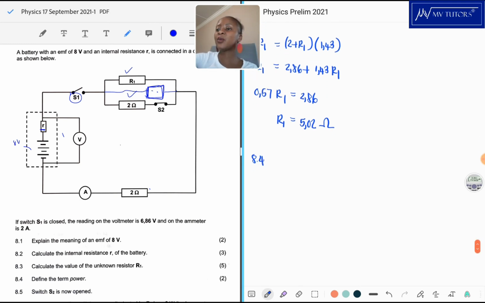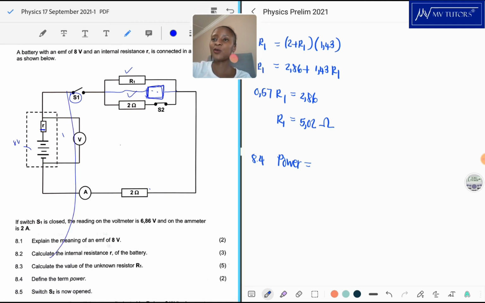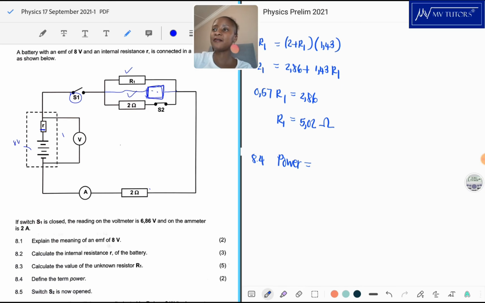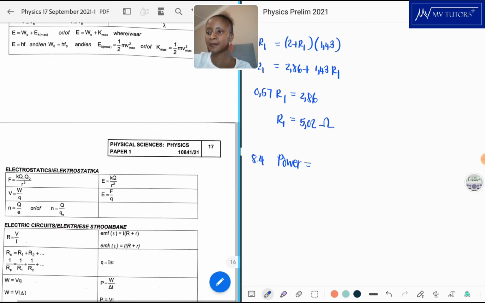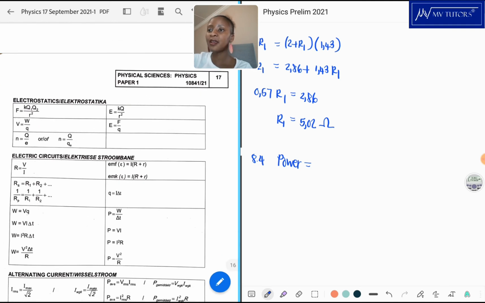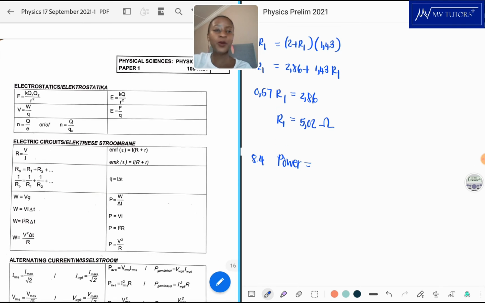Okay, and now we get to the term power. So guys, if you don't remember your definitions, sometimes your formulas actually help. Let's go see if we can find power there in the formula sheet. Okay, so there are 4 formulas pertaining to power. If you can write any of these in words, that's great. I'm gonna go with the first one.